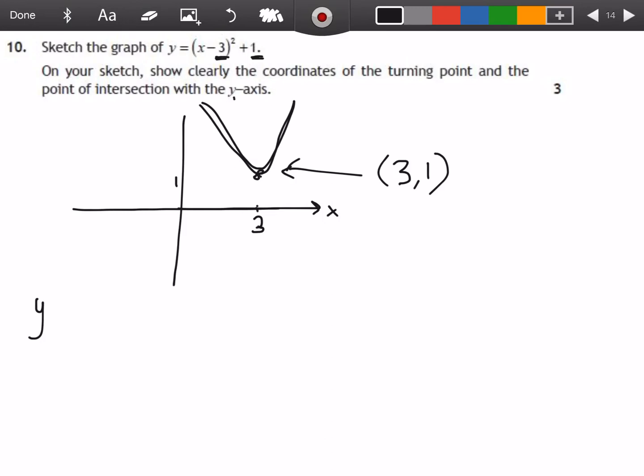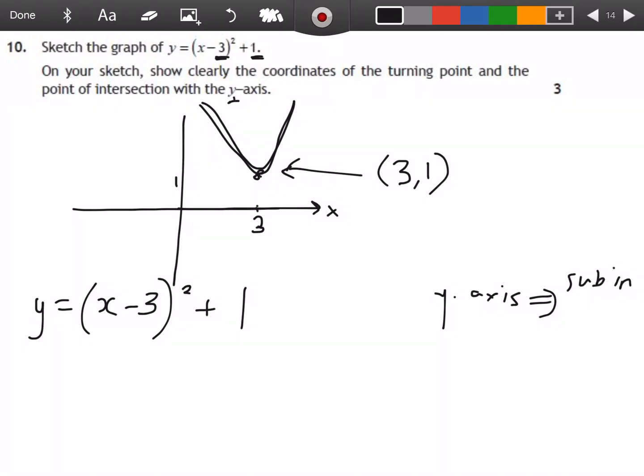Now, if you're ever asked, where does it cross the y-axis? Or you might in fact be asked, where does it cross the x-axis? There's a set thing you have to do. If it says, where does it cross the y-axis? Okay, if it mentions where does it cross the y-axis, you sub in, and I'm hoping that you're thinking, you sub in x is 0. If the question says, where does it cross the x-axis? So the other letter, the opposite way around, where does it cross the x-axis? You sub in, not x is 0, you sub in y equals 0. Okay?